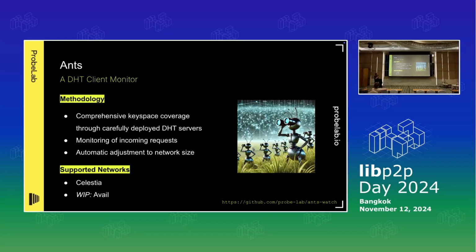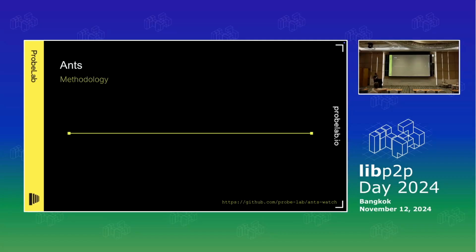There's also an automatic adjustment to network size, which is relevant for some networks that have, for example, daily periodicity. To get into a bit more detail with the methodology, think of this line here as the DHT key space, with regular DHT server peers of the network randomly distributed in that key space. We then take our ANTs and deploy them at distributed distances, at very carefully chosen spots in this key space.